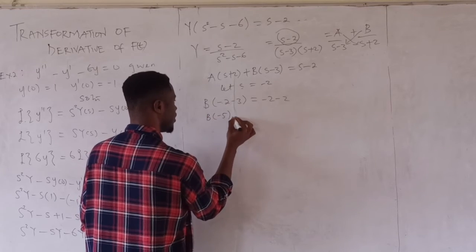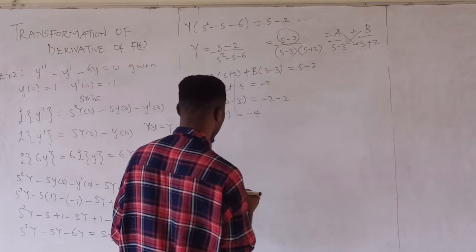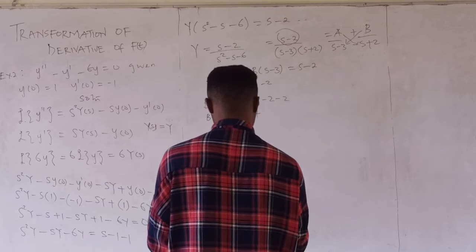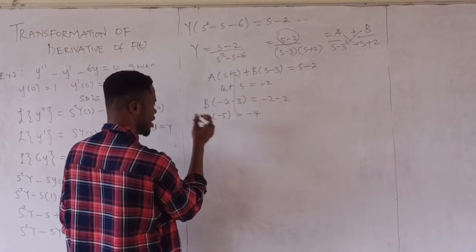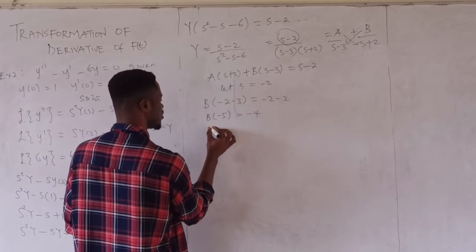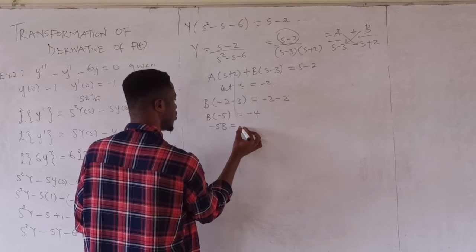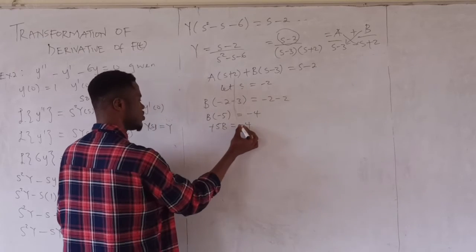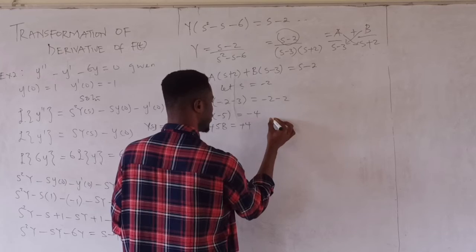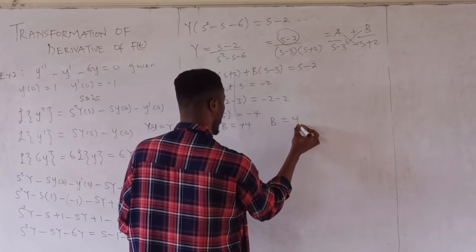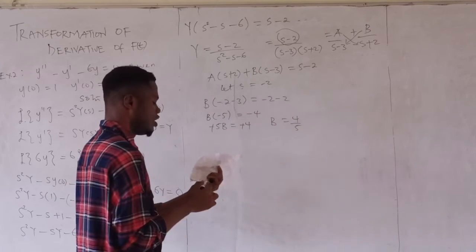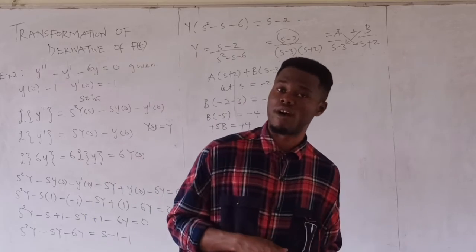So let's continue now. When you have this, minus 2 minus 3 gives us minus 5. We have minus 5 into minus 4. So b times minus 5 gives us minus 5b, which is equal to minus 4. Of course the minus can cancel the minus, which ends up giving us b equals 4 over 5. So the value of b here is 4 over 5.